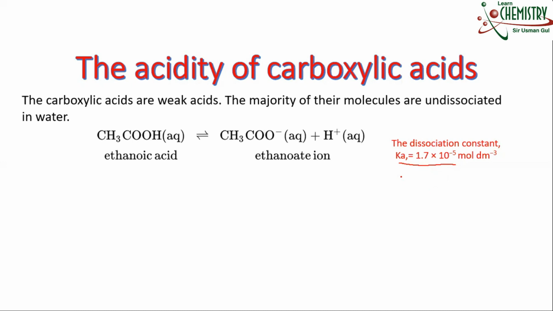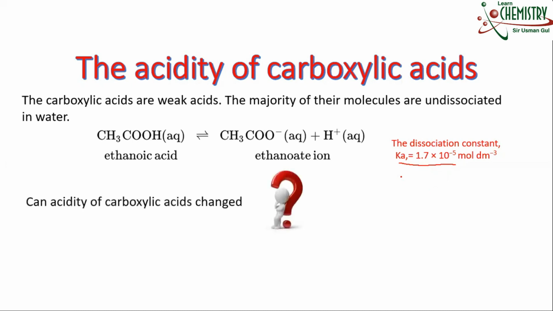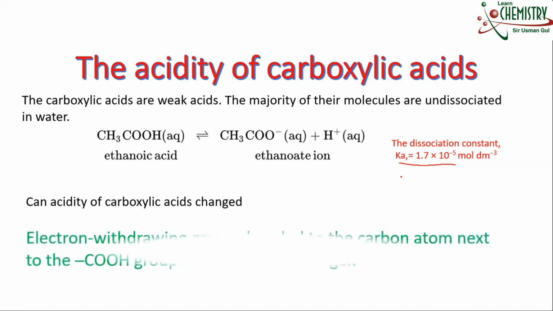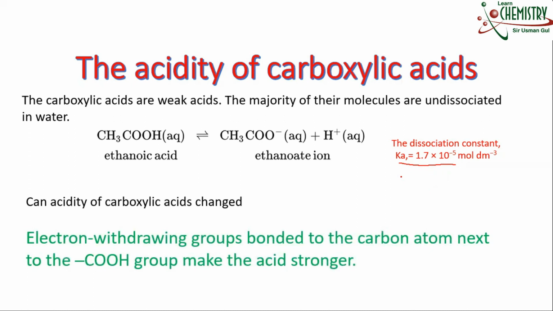Okay, now here another question arises. Can the acidity of carboxylic acid change? The answer is simple: yes. We can change the acidity. How can we change the acidity? If electron withdrawing groups are bonded to the carbon atom next to the main functional group, they make the acid stronger. Okay, now to explain this, let me show you a very important example.